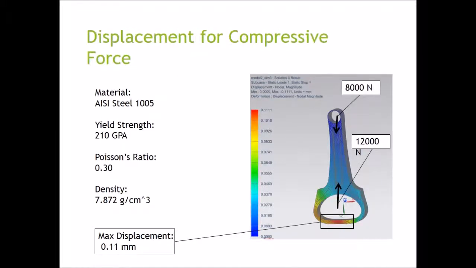Using the same material properties as mentioned previously, the part was analyzed for a compressive force of 12,000 newtons on the large diameter and 8,000 newtons on the small diameter. This is represented by the opposing arrows in this image. It was found that the maximum displacement was 0.11 millimeters and shown by the red area within the box.